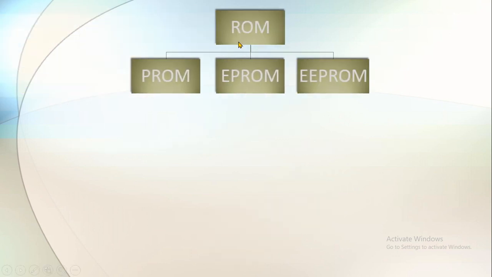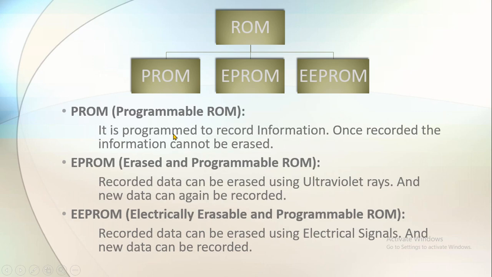Now ROM comprises of three categories: PROM, EPROM and EEPROM. PROM stands for programmable ROM, means programmable read-only memory. Here once the data is recorded, it cannot be erased. Okay, means once it is recorded, it is fixed, it cannot be erased again. EPROM, erasable and programmable read-only memory.